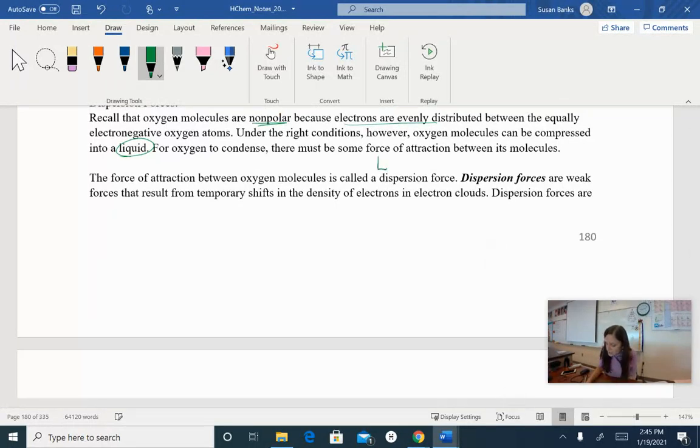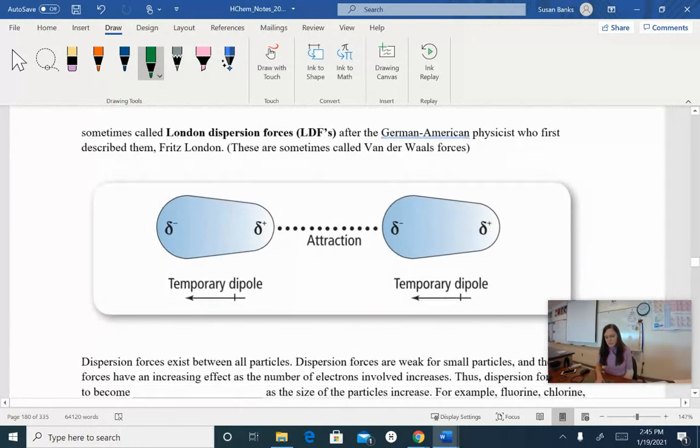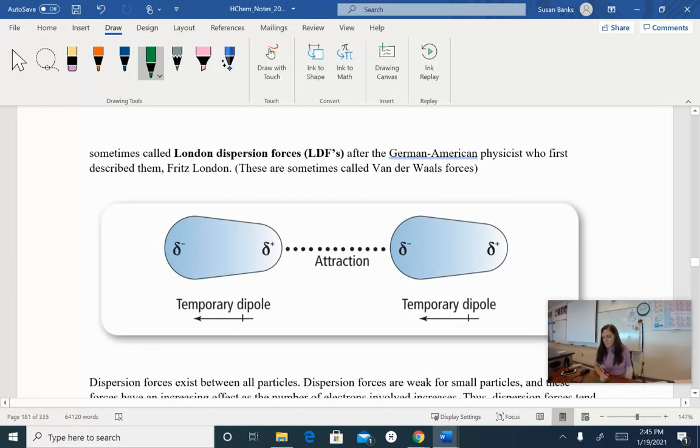Sometimes these are also called London dispersion forces, okay? Dispersion forces are weak, and they are the result of a temporary shift in the density of the electron cloud around that molecule. Dispersion forces are sometimes called London dispersion forces after the German-American physicist who first described them, Fritz London. These are also sometimes called van der Waals forces, okay? So think about the oxygen molecule.